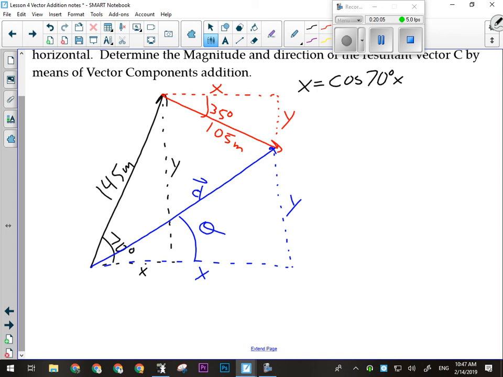which they told me was 145 meters. Okay, so here's what I did in order to arrive at that, just so no one's lost. Okay, the cos of theta equals the adjacent side, which is x, divided by the hypotenuse, which in this case is 145. Right, so all I did was manipulate to solve for adjacent. So I brought the hypotenuse over. Everyone okay with what I did there? All right.